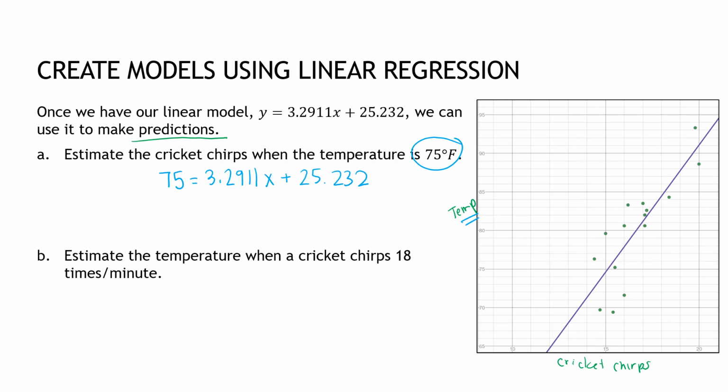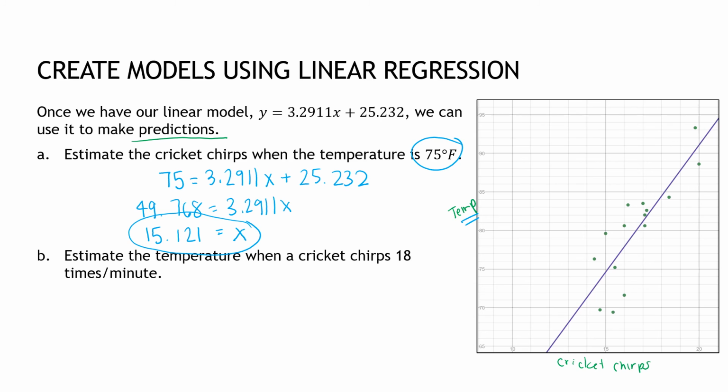Keep in mind, it's super common to end up with decimals. Anytime you're dealing with any kind of linear regression, you're probably going to end up with answers that are ugly, which is why I was so surprised when I wrote my own equation I had nice whole numbers. I'm going to subtract 25.232 from each side. 49.768 equals 3.2911x. I'm going to divide that by 3.2911, and I get 15.121 equals x. So the question says, estimate the cricket chirps when the temperature is 75 degrees. I would estimate the cricket chirps to be about 15.